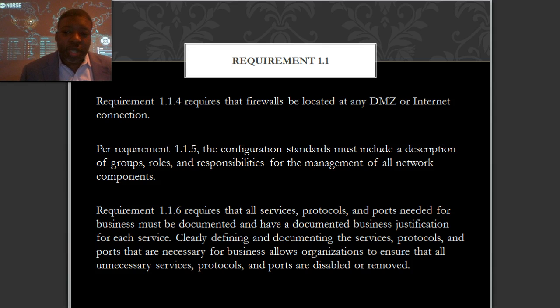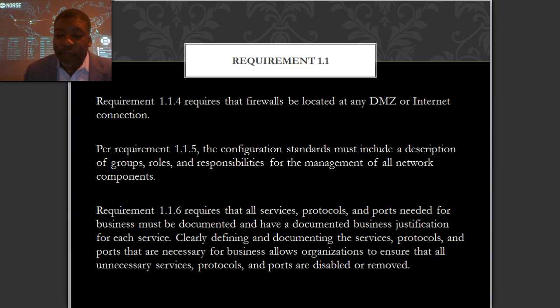It requires that all services, protocols, and ports needed for business must be documented and have a documented business justification for each service. When I was talking about those compromises, they often happen due to unused or insecure services and ports, since these often have vulnerabilities, and many organizations don't patch vulnerabilities for services, protocols, and ports they don't use. So you have to know what you're using and what you are not using.